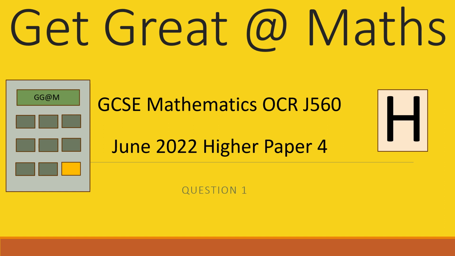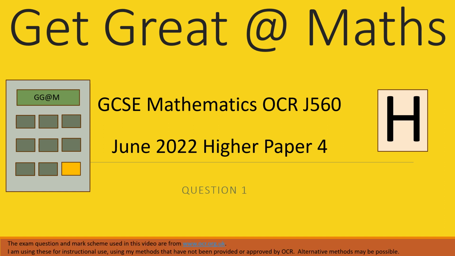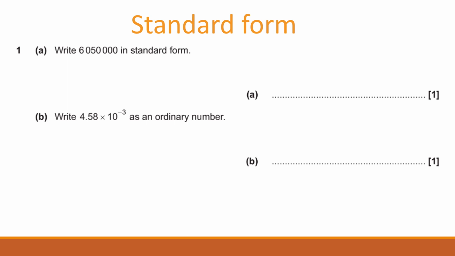Today's video is a GCSE Mathematics OCR J560 exam paper from the June 2022 series for higher tier paper 4, and we're going to look at question 1 on the calculator paper. The first question is a question on standard form, and standard form is when we write either very large numbers or very small numbers using the power times 10 to the power of something. So it's a different way of writing numbers.